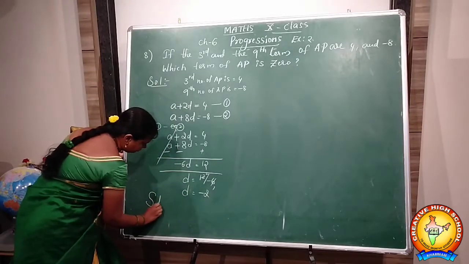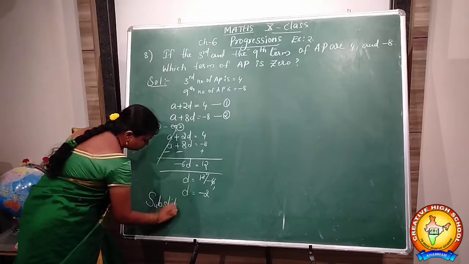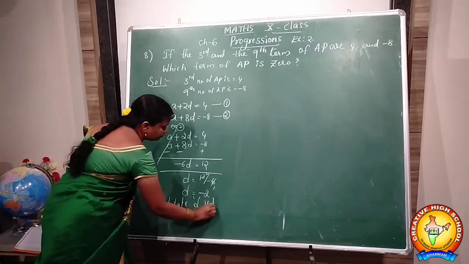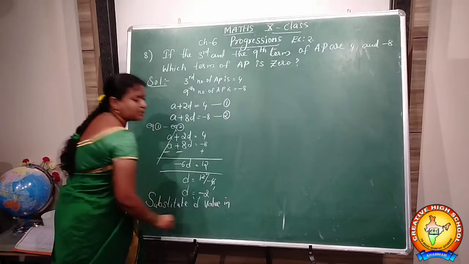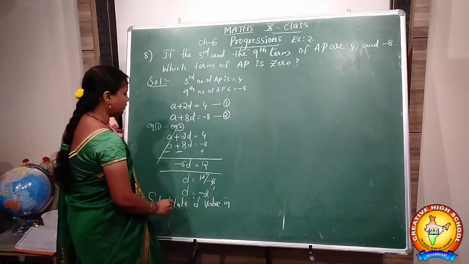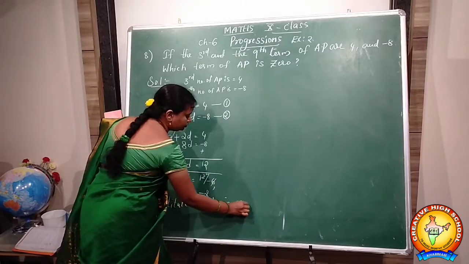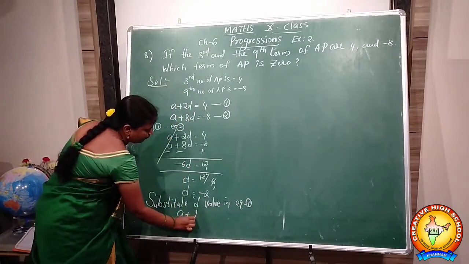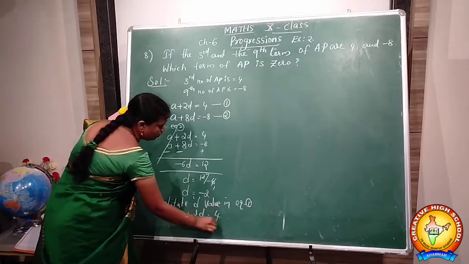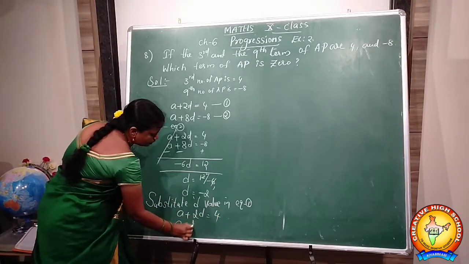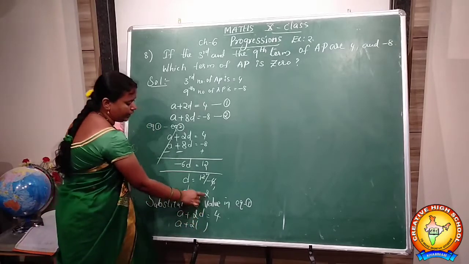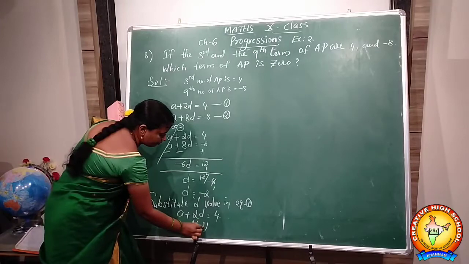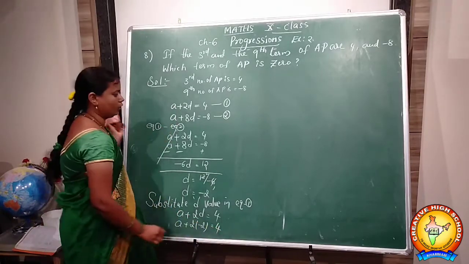See here. Substitute the D value. I am substituting the D value in equation number 1. So what is equation number 1? A plus 2D is equal to 4. A plus 2 into, in the place of D, I am writing minus 2, to get the value of A, is equal to 4.